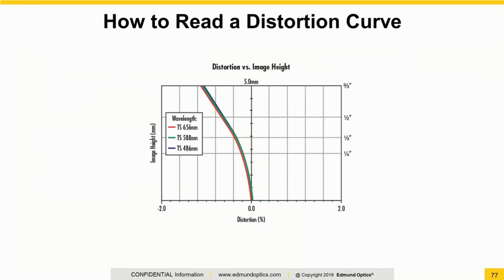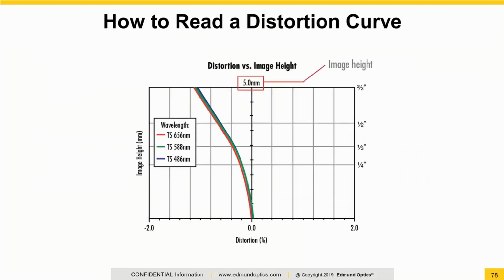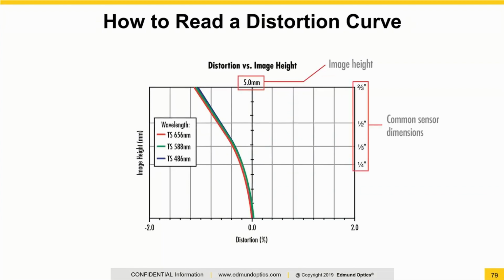Now, I want to get into how to read one of these curves. There's a lot of information on this. Luckily, it's a little bit less dense than our MTF curve. Again, we'll start with what's going on our y-axis, and this is our image height in this particular case. Before, on the MTF curve, we represented discrete image heights by the individual curves, and for the distortion curve, we're using an axis for this. So the y-axis is defining that image height, and we've overlaid some common sensor dimensions there.